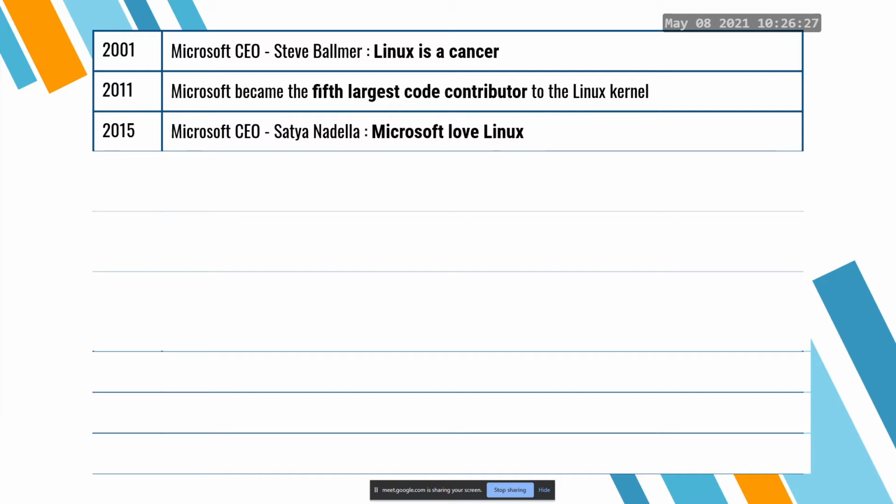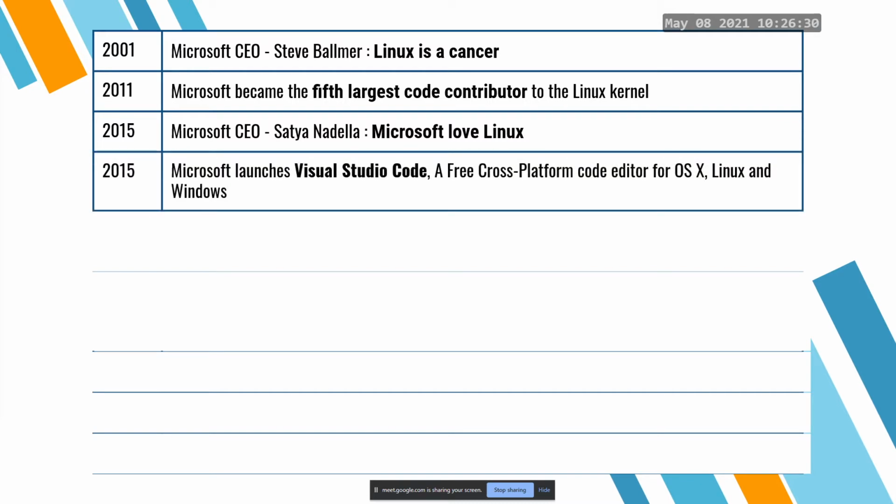So in order to prove the love, Microsoft launched Visual Studio Code, a cross-platform code editor for OS X, Linux, and Windows. For those who are programmers, Visual Studio is one of their most profitable products. Of course, Visual Studio Code is different from Visual Studio, but it is as powerful, and it is open source. It's not only cross-platform, it's open source by Microsoft.